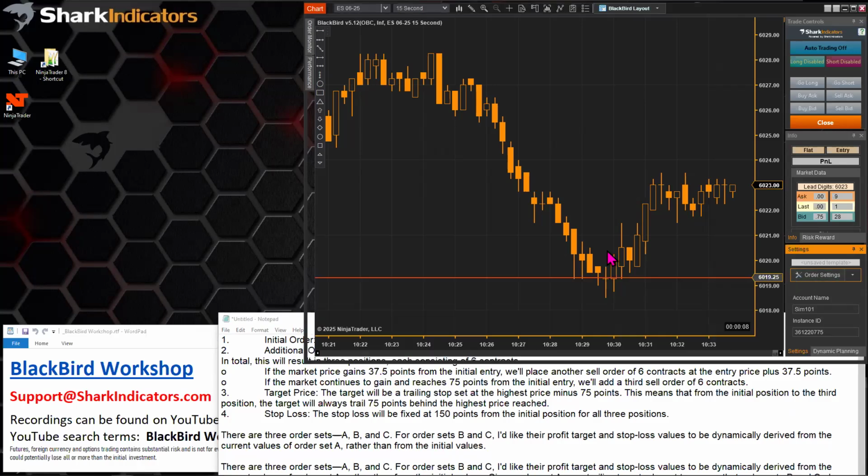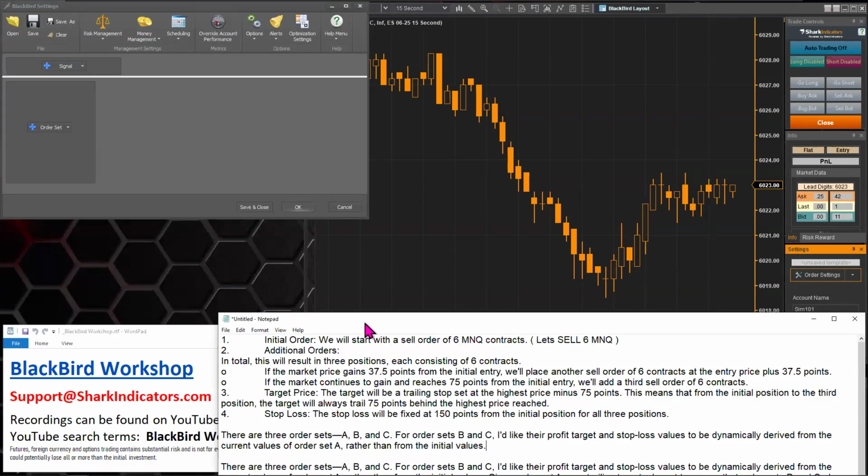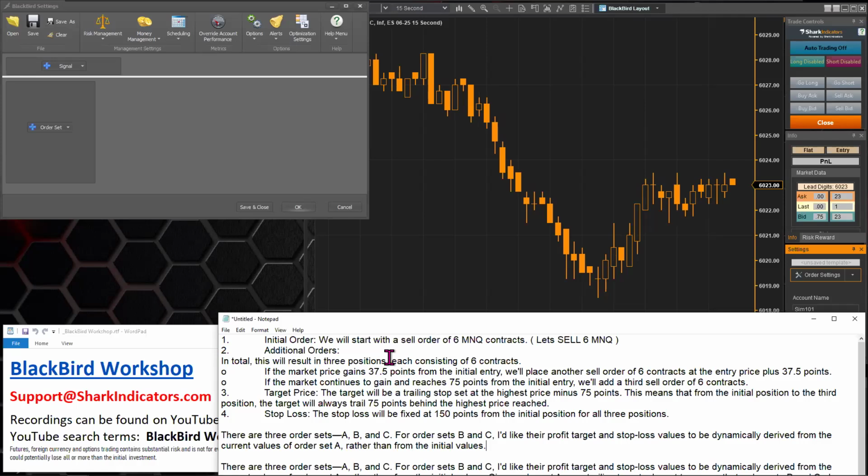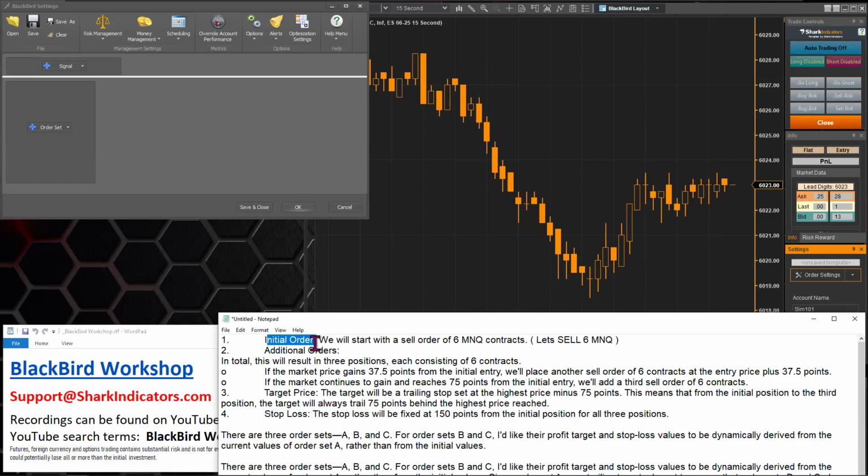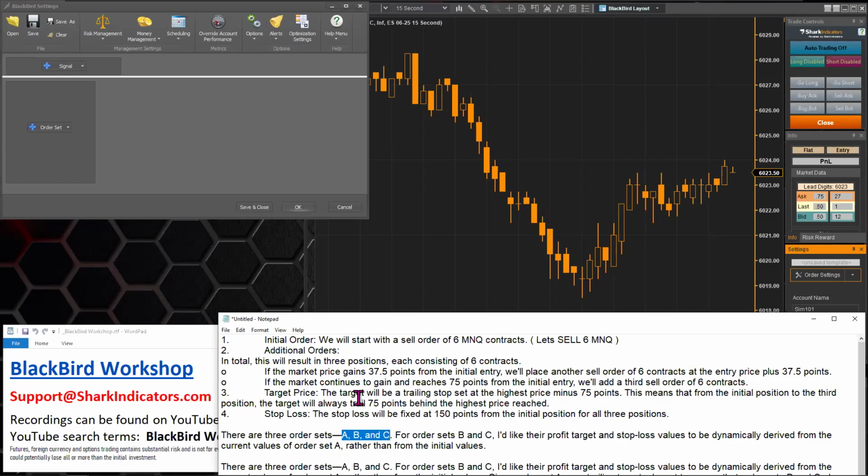All right, so let's get Blackbird open here. And so I'm thinking to myself here, there's a couple of ways we could approach this. Since we might have three total entry points, right? So in other words, we're going to have three order sets here. So I'm kind of wondering how I want to approach this.